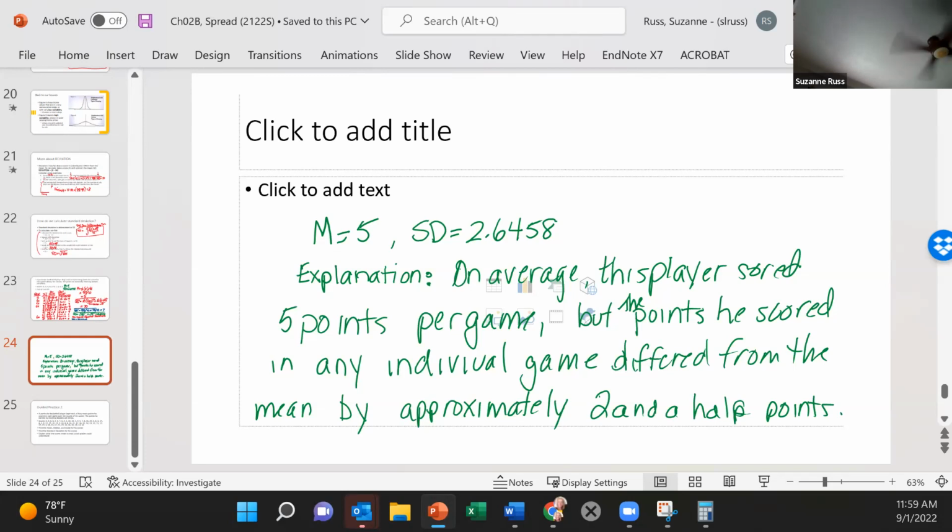Questions about what we've done with standard deviation? And remember, any questions you have are good ones. So I'd love to have some questions right now before we do another example and begin to start our application problems.